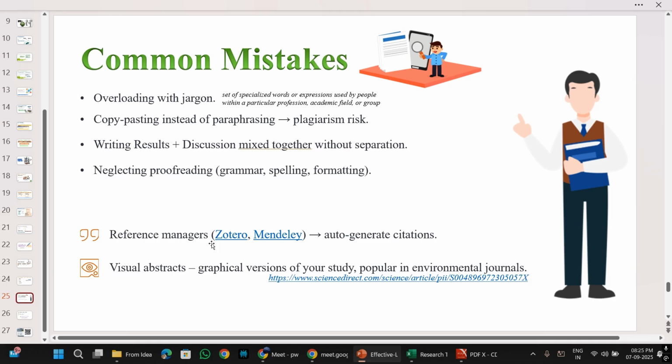Wonderful class. So, common mistakes: overloading with jargons. We have already discussed it. Some terms that only you know, or your fraternity knows, or your field people know, somebody else might not know. Avoid using them wherever it is possible. Copy pasting instead of paraphrasing will bring plagiarism risk. Writing results and discussions mixed. When you write your results and discussions together, that's something that you have to avoid. You have to write your results separately and your discussions separately.